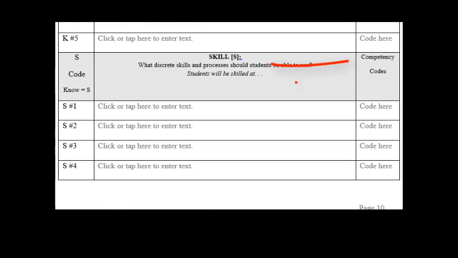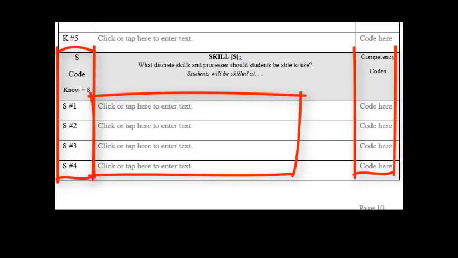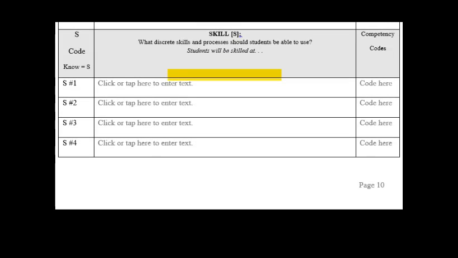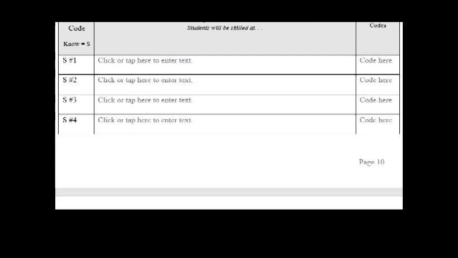Skills will be the next section, similar to the ones before. So your skills codes will be to the left, with your sentences in the center and additional organization competency codes to the right. This section will allow you to identify what discrete skills and processes students should be able to use in the lesson. For example, students will be skilled at and identify that particular skill or process.